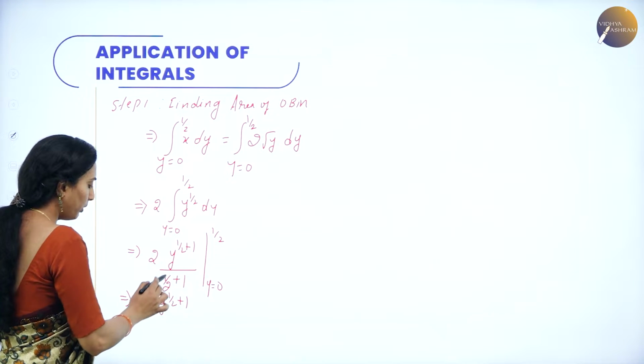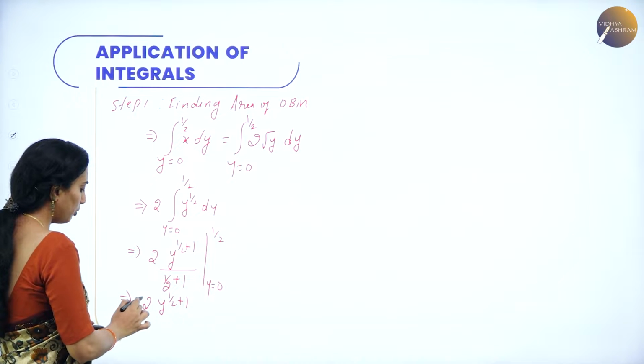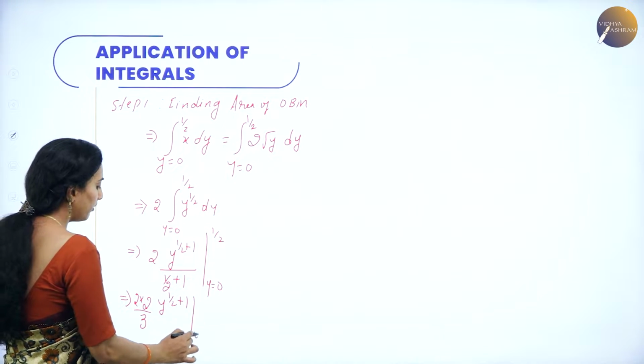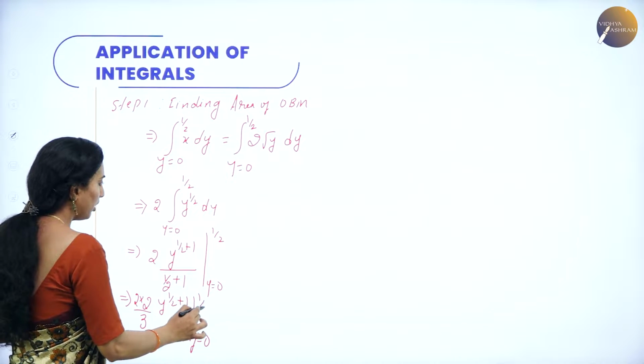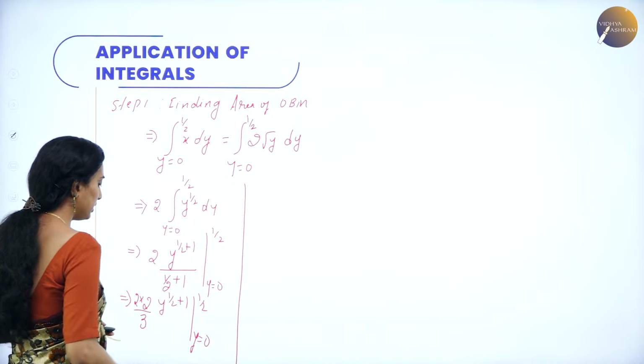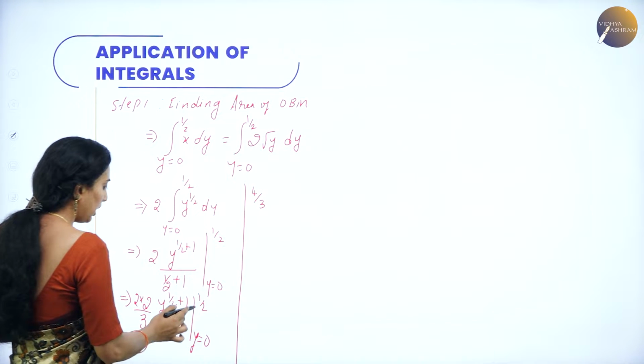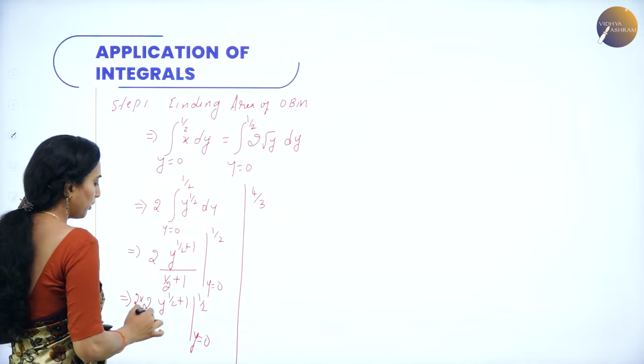So 3 by 2, when 3 by 2 goes to the numerator, it becomes 2 by 3. So I am multiplying 2 divided by 3 from the limit where y will be varying from 0 to half. Now let us apply the limit there. So 2 2s are 4, so 4 by 3. Now applying the upper limit y as 1 by 2.